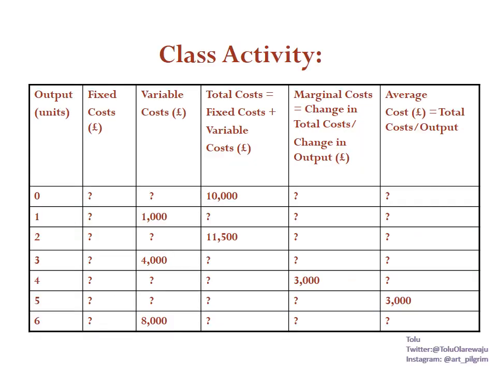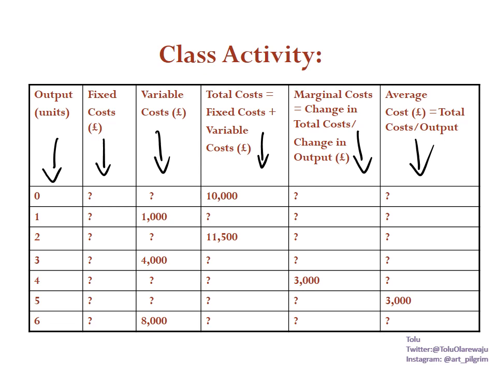Okay, so your class activity for this week is to try and fill out this table. Once again, we have output in units, fixed cost in pounds, variable cost in pounds, total cost in pounds, marginal cost in pounds, average cost in pounds, and try and fill this out. Use the formulas to fill this out. Let me give you a heads up. Let me try and see if I can help.